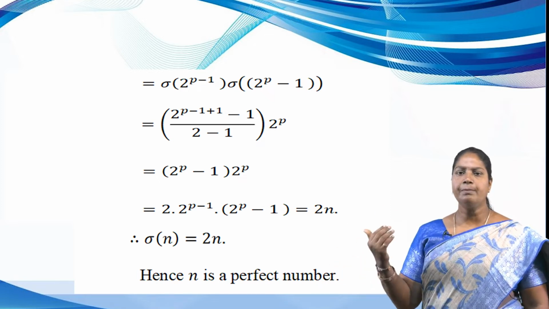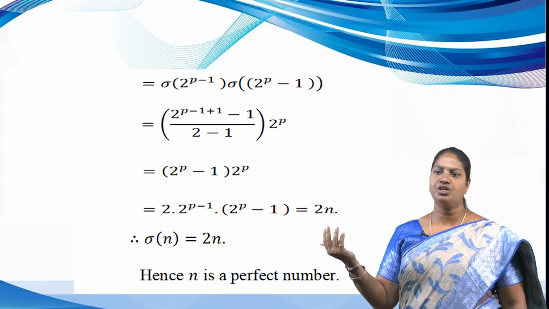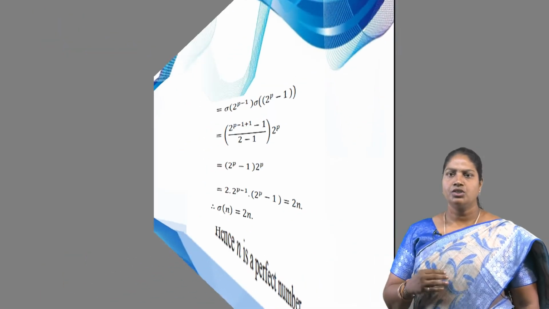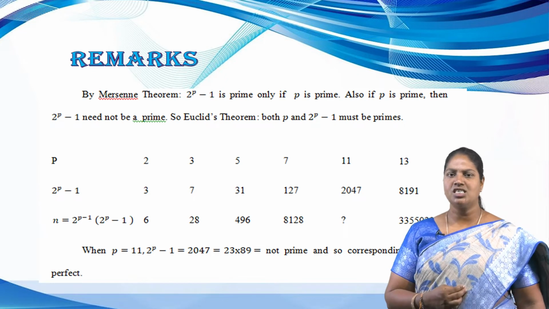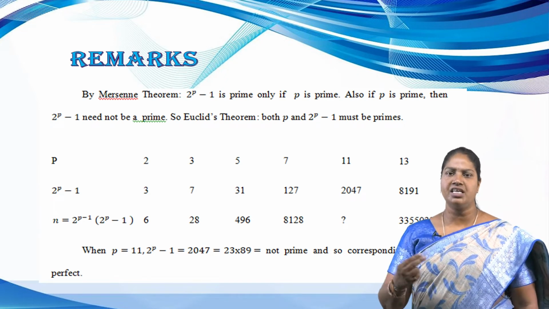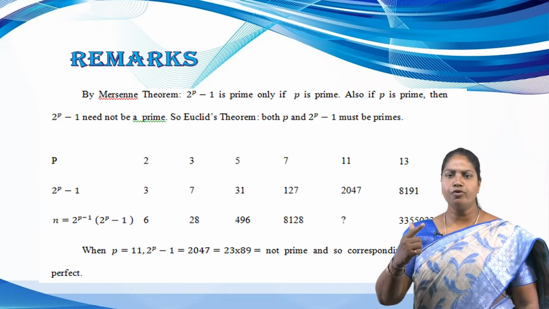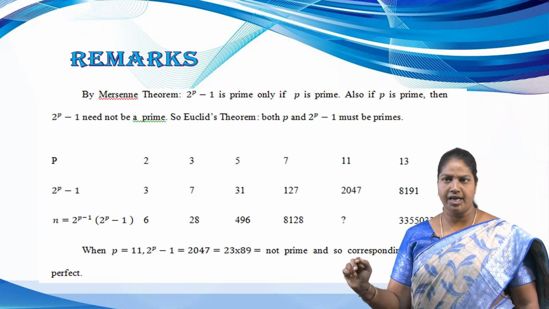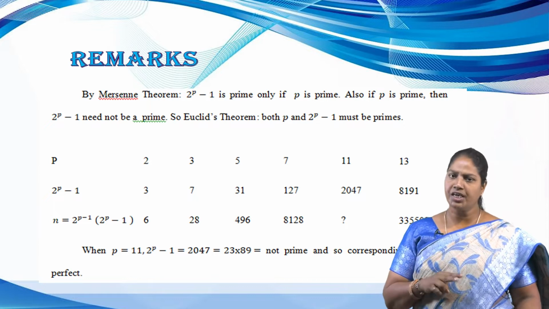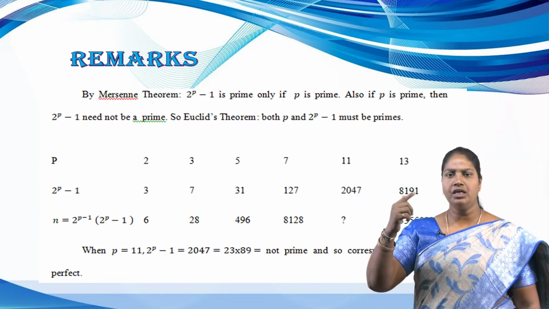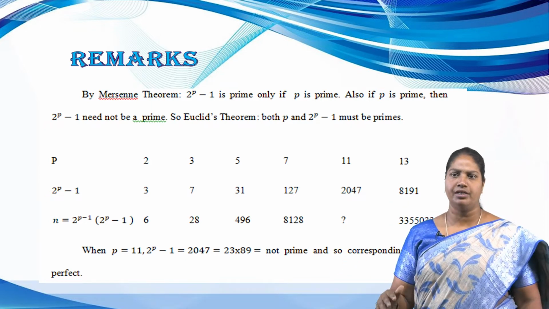Hence n is a perfect number by definition of perfect number. So now let us see some remarks. In the last module we discussed a theorem: that means 2 power p minus 1 is prime only if p is prime. Also, if p is prime, then 2 power p minus 1 need not be a prime number.